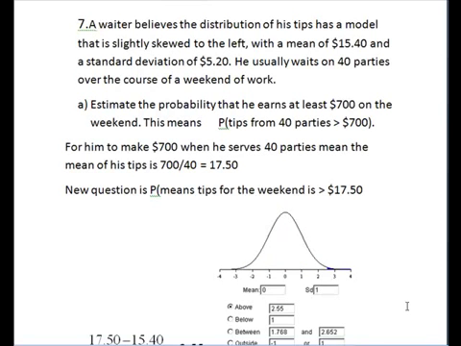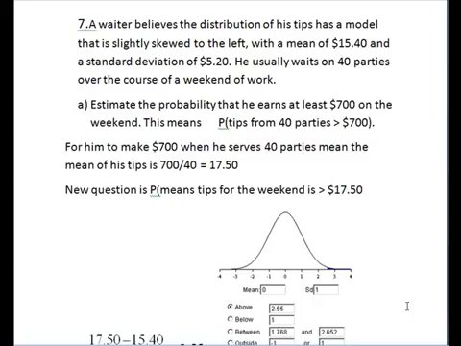Problem 7. A waiter believes the distribution of his tips has a model that is slightly skewed to the left, with a mean of $15.40 and a standard deviation of $5.20. He usually waits on 40 parties over the course of a weekend of work. Estimate the probability that he earns at least $700 on the weekend. What they're asking is, what's the chance that his tips from 40 parties exceeds $700?